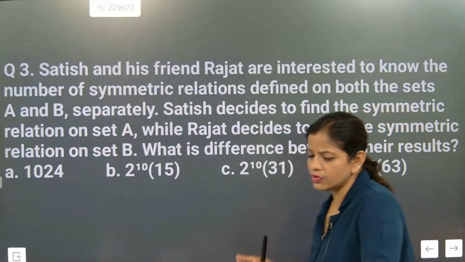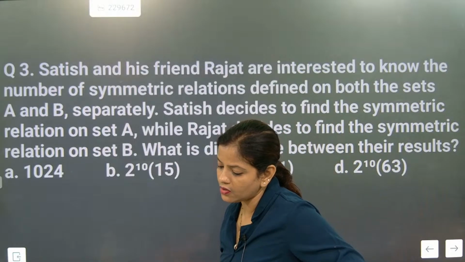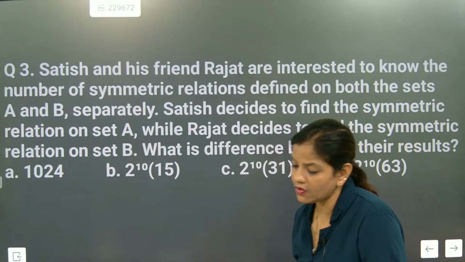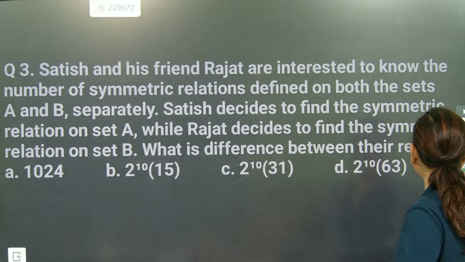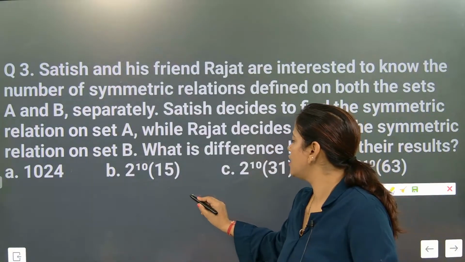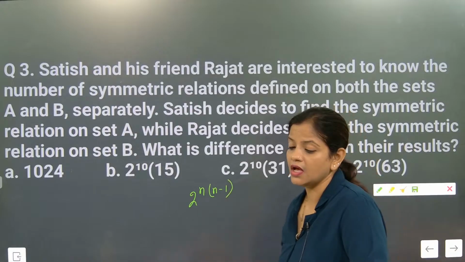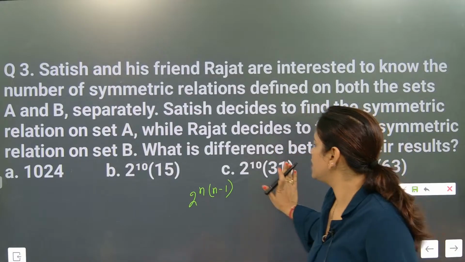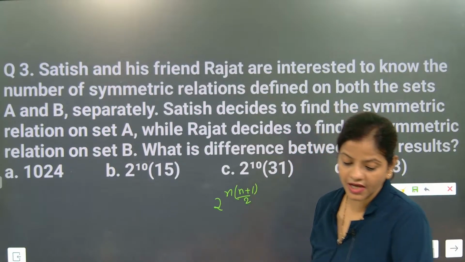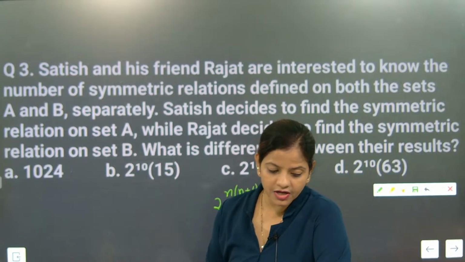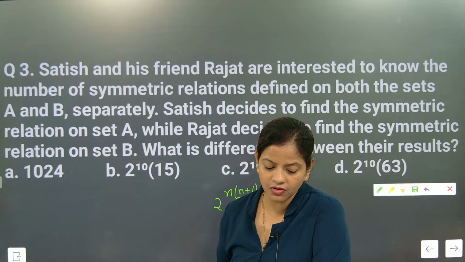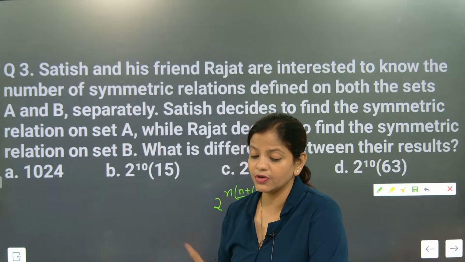Both want to find the number of relations. So how are they exactly going to do this? If they are asking for symmetric relations, how do we find them? The reflexive relation formula was 2 to the power n(n minus 1), which gave the number of reflexive relations. Now the formula for symmetric relations is 2 to the power n(n plus 1)/2. This is exactly the formula for the number of symmetric relations. First we find symmetric relations on set A, then on set B, and then we find the difference, because they are asking for the difference.